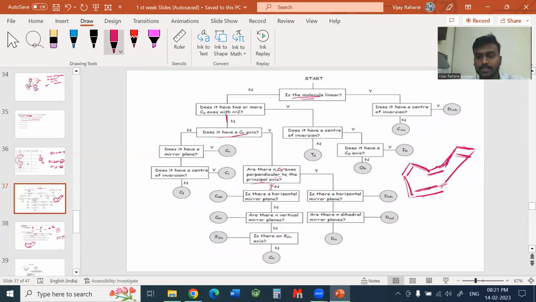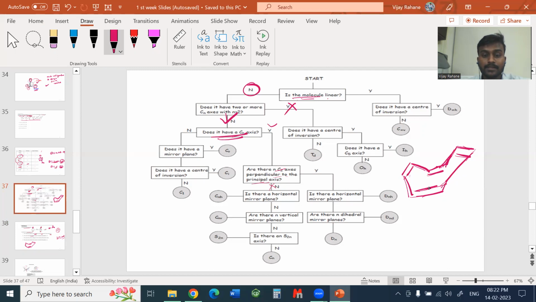So here we are understanding the things. In this cyclooctatetraene, is it a linear molecule or not? We need to understand which point group it belongs to. It's a non-linear molecule, right? And does it have two or more C_n axes with n greater than 2? No, it doesn't. C2 is there, but C3, C4, C5 are not there. So it will go like this. Does it have a C_n axis? Yes, it has the C2 axis. So we'll go in this direction.